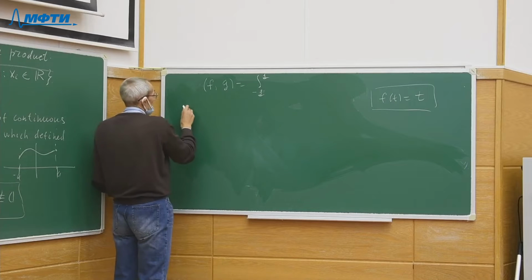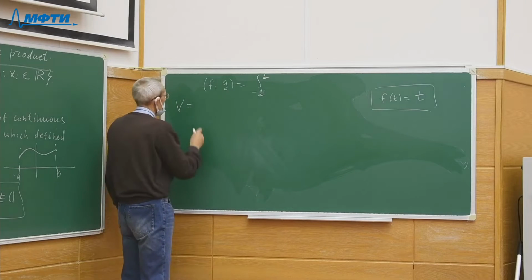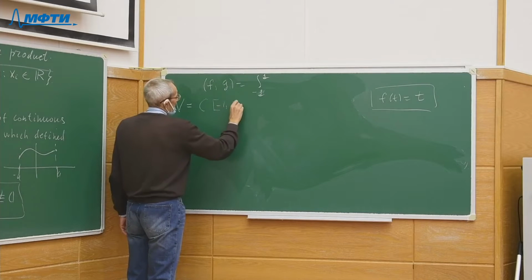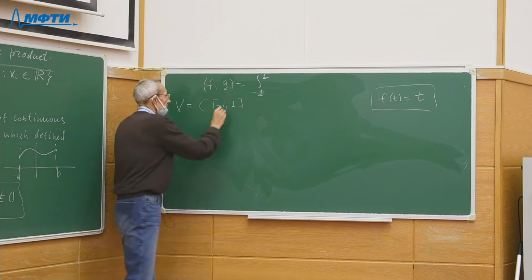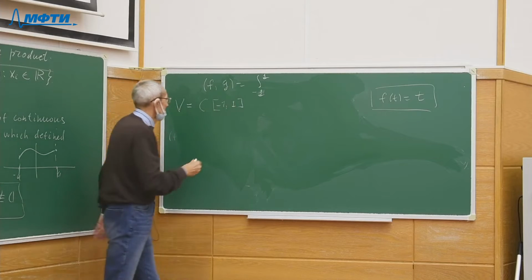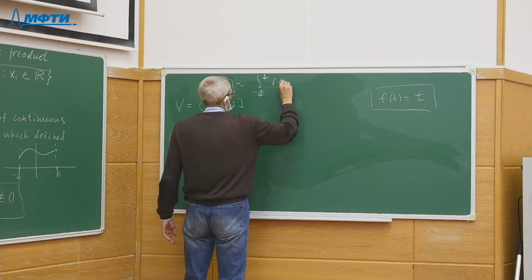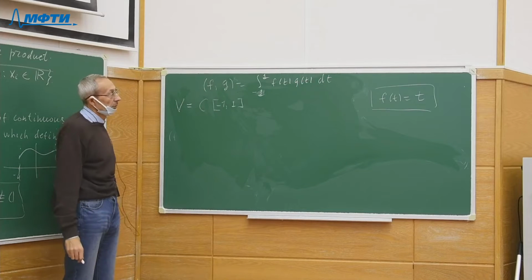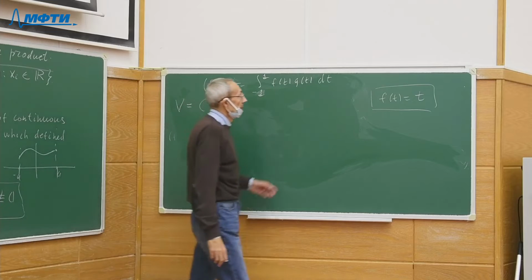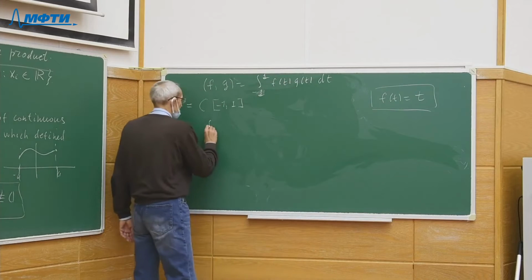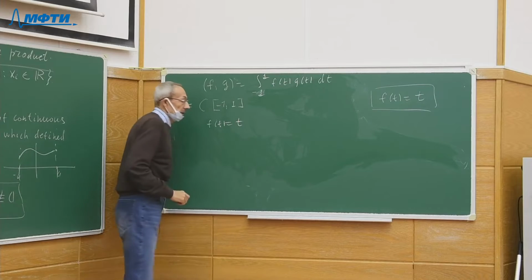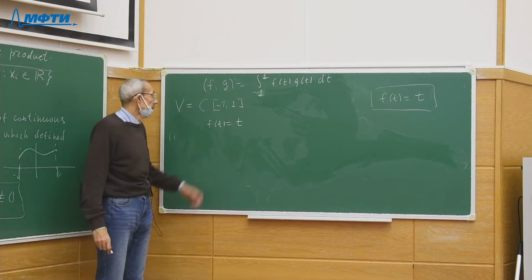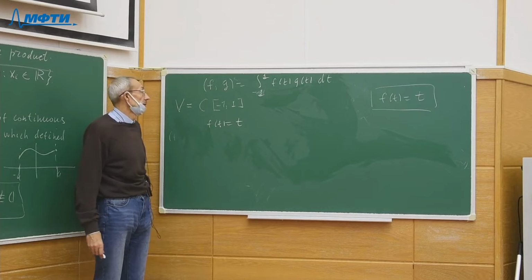for example, we have the space, let V be the vector space of continuous functions which are defined on the segment [-1, 1], and the scalar product of functions is defined by the following formula. Let we have the function f equal to t. What's the norm of this function?